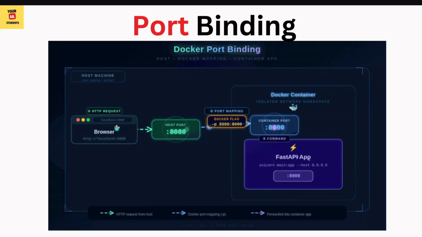Now when I'm making an HTTP request to localhost 8080, let's say through my browser, what is happening? Whenever I hit localhost 8080 from my browser, it is going through the host port 8080. Now what port mapping did we do? We did the port mapping with -p 8080:8000. This 8080 is the host port, and that's how we access it through localhost, and this 8000 is the container port.